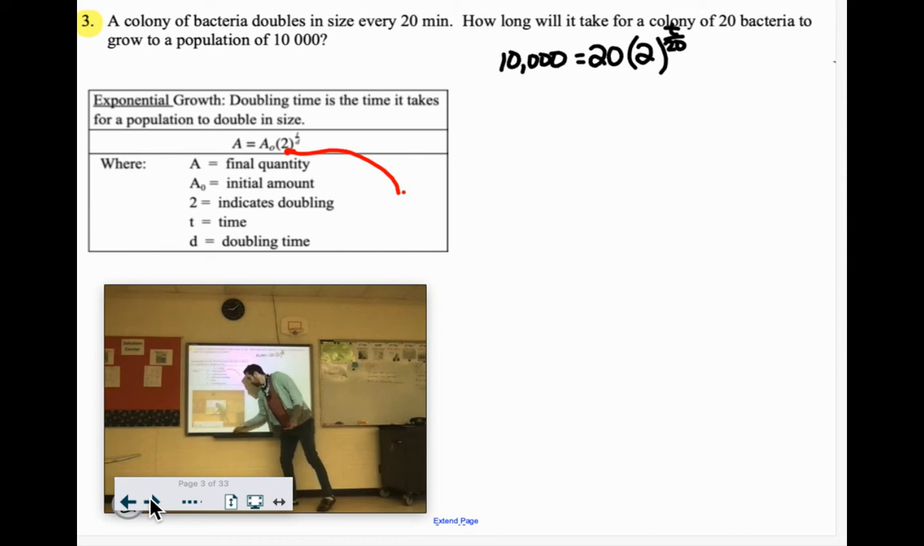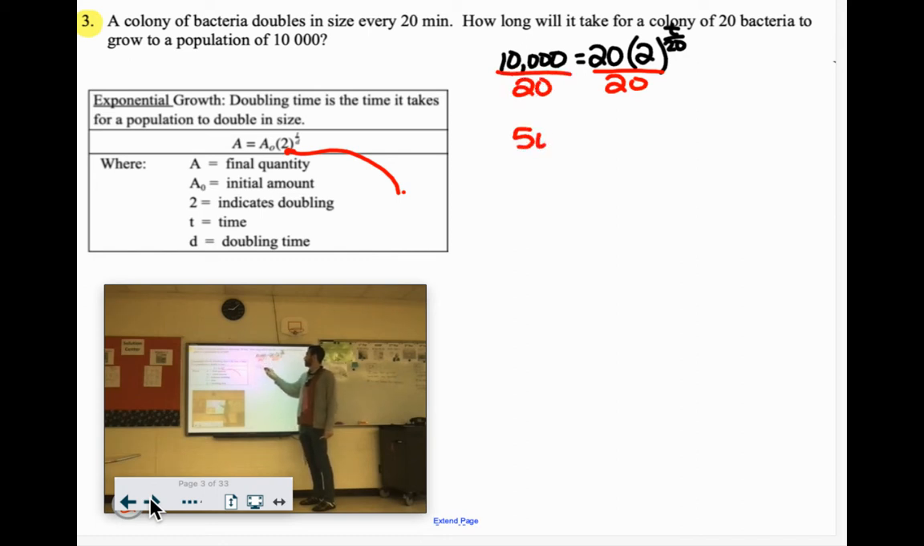Again, we'll divide by this number that doesn't have the exponent. So we'll divide by 20. Let's see, 1,000 divided by 2 is 500.